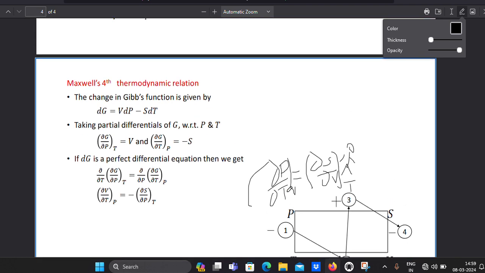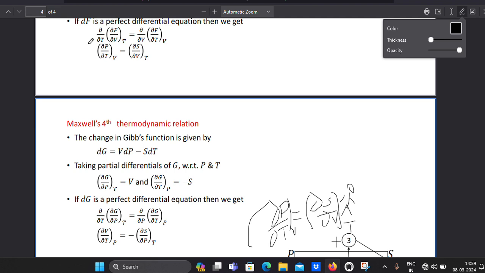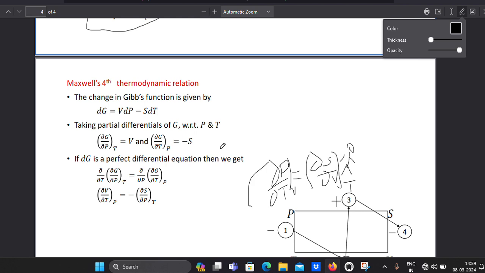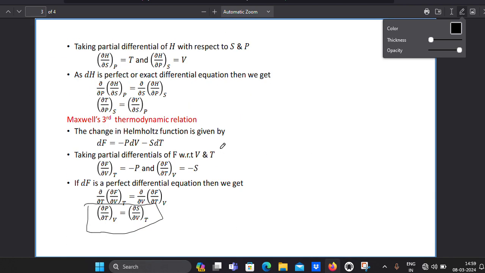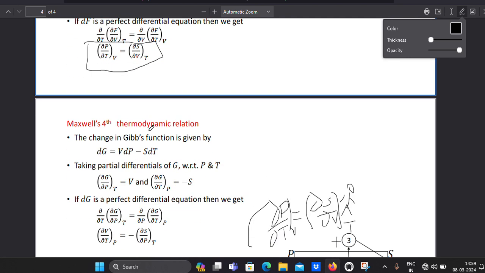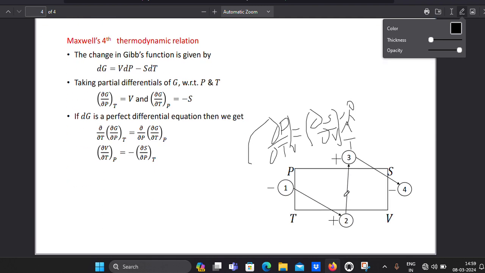See here, check. This is ∂P/∂T, ∂S/∂V, at constant T here, and at constant V here. Okay friends, like this, if you want to check, you can check all the equations and get the exact value. So if you don't know it while writing the examination, just keep this diagram in mind and then write it. Okay friends, thank you. Don't forget to watch this video till the end.